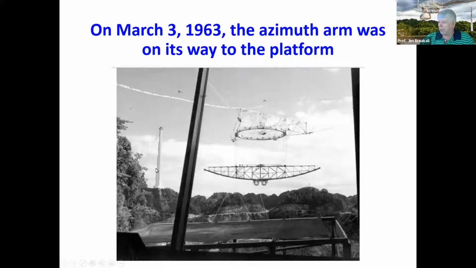And this picture was taken from down below, and you can see how far up this structure is. And again, the dish would be down here in the sinkhole.